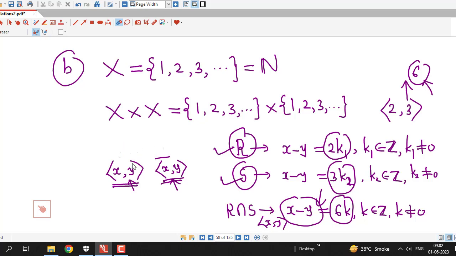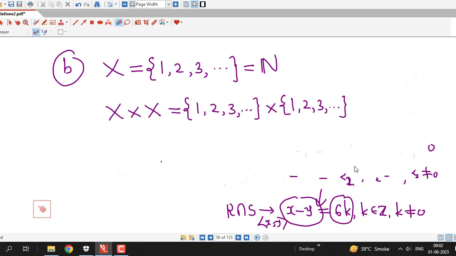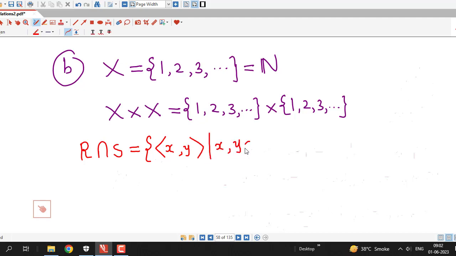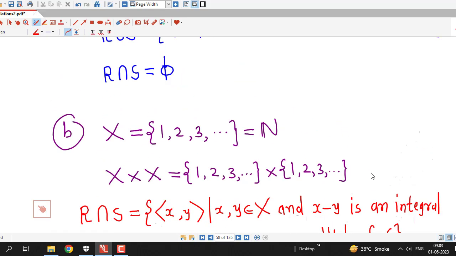Here, because we have infinite sets, we have to write our condition in this way. We will write that R intersection S consists of those ordered pairs x, y for which x minus y is an integral non-zero multiple of 6. So we have to answer in that way. The intersection of R and S equals the ordered pairs xy such that x and y are elements of the given set X and x minus y is an integral non-zero multiple of the LCM of 2 and 3, which is 6. So this is R intersection S.